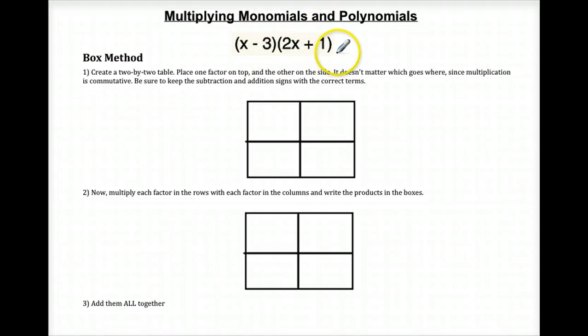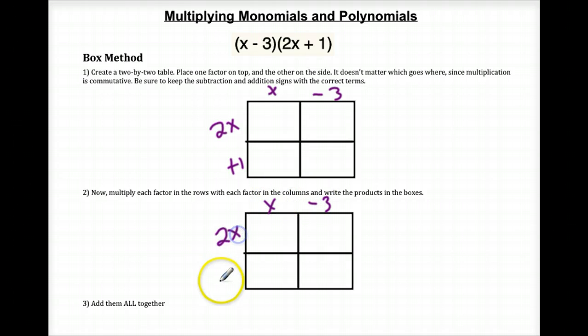I'm going to create a 2 by 2 grid and place the factors on each side. So I'm going to keep the sign. This becomes x minus 3 and 2x plus 1. Okay, make a 2 by 2, put the factors in there. Then I'm going to multiply each factor in the rows and each column and then write the product. So I'm bringing down my x minus 3 and my 2x plus 1. So each column, meaning I'm going to say 2 times x is 2x squared. 2 times negative 3 is negative 6x.